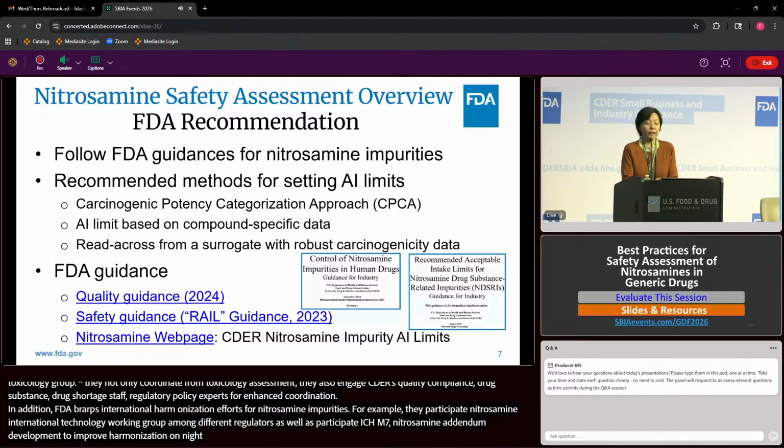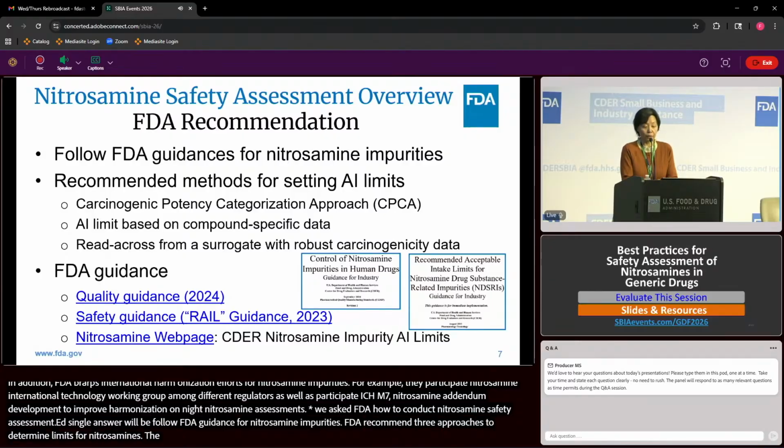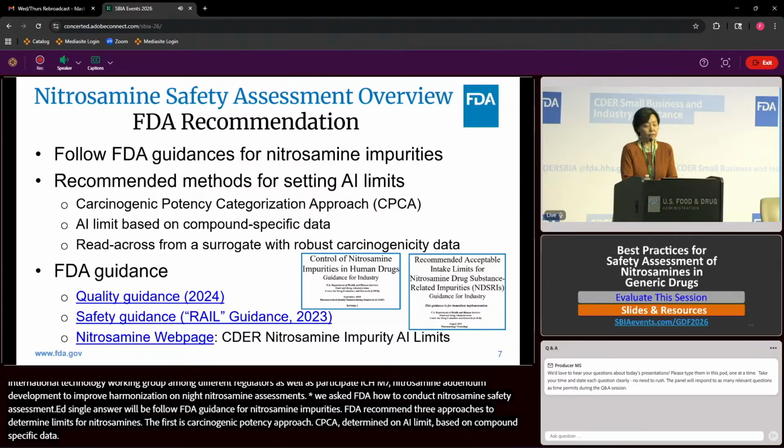When you ask an FDA pharm tox reviewer how to conduct a nitrosamine safety assessment, the simple answer is: follow FDA guidance for nitrosamine impurities. FDA recommends three approaches to determine the AI limit for nitrosamines. The first is the carcinogenic potency categorization approach, also called CPCA. The second is determining the AI limit based on compound-specific data. The third approach is read-across from a surrogate with robust carcinogenicity data.